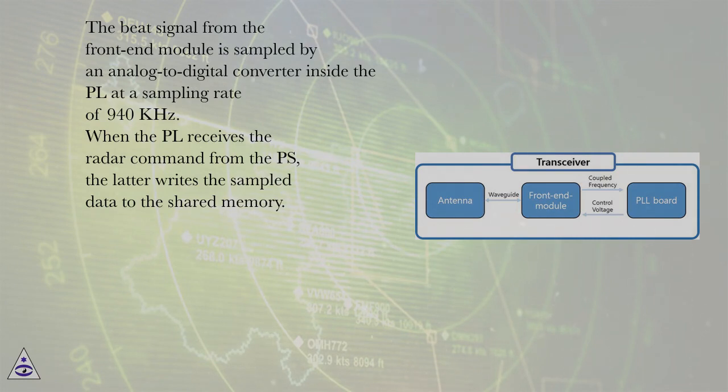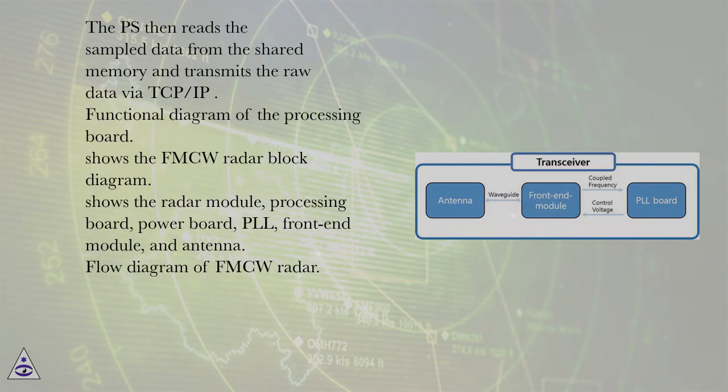When the PL receives the radar command from the PS, the latter writes the sampled data to the shared memory. The PS then reads the sampled data from the shared memory and transmits the raw data via TCP/IP. Functional diagram of the processing board. Shows the FMCW radar block diagram. Shows the radar module, processing board, power board, PLL, front-end module, and antenna. Flow diagram of FMCW radar.